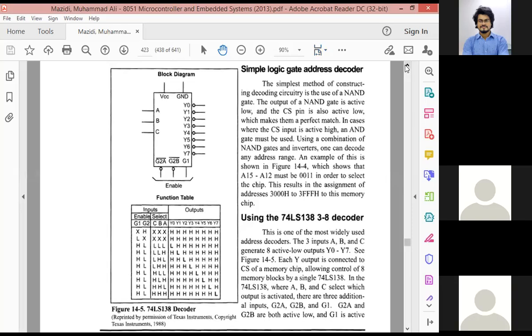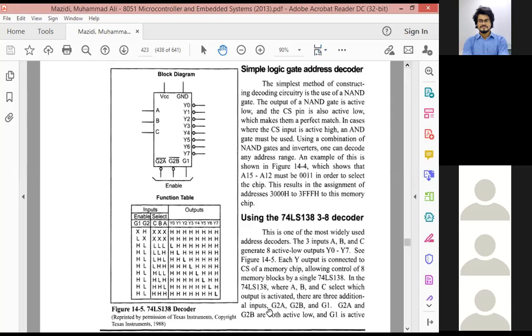Yes, sir. Okay, so see, this is the decoder that I was talking about. 74LS138, a 3 to 8 decoder. So as you can see, we have got 3 inputs which are ABC, and you can select up to 8 channels which are there. VCC is VCC, ground is ground, and we have got some other enable pins which, as you can see over here, G2A, G2B, and G1. So this table is actually important. Okay, so try to understand this table first of all.